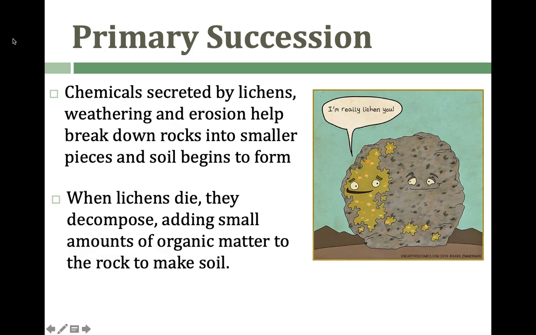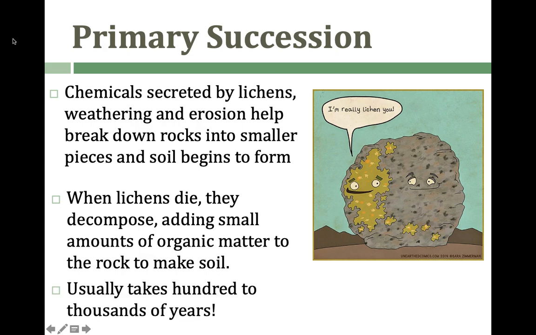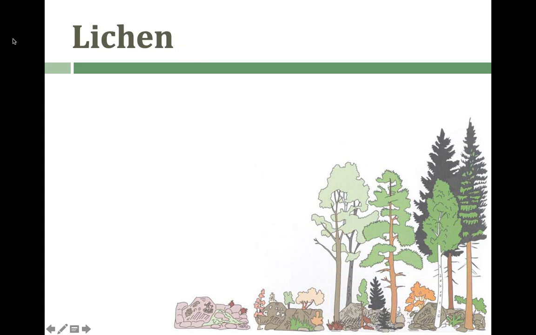When the lichens themselves die, they're going to add that organic material to the broken down rock, and that's going to start to form a very thin layer of soil. This process is very slow. It can take hundreds of years if everything's ideal. It can take thousands of years if it's less than ideal.